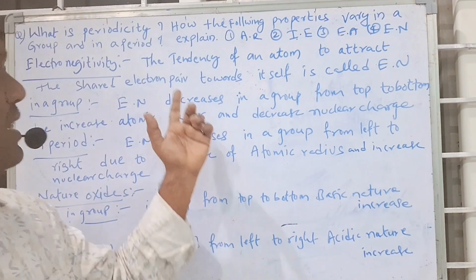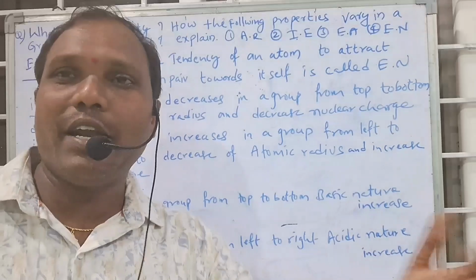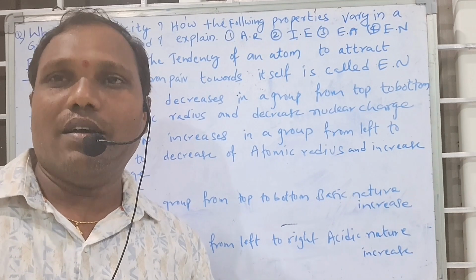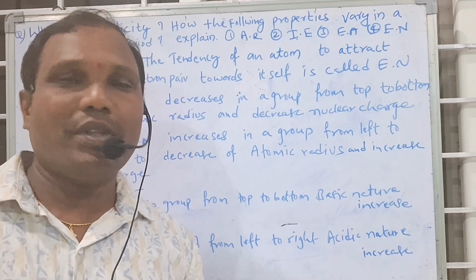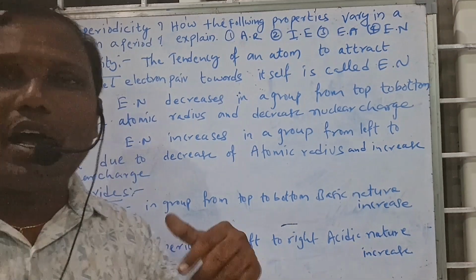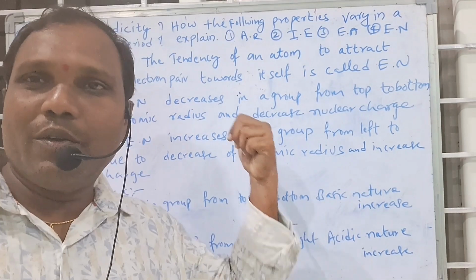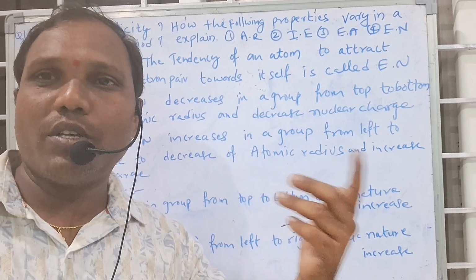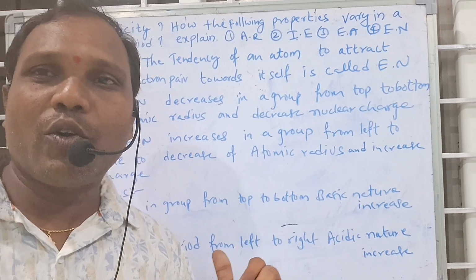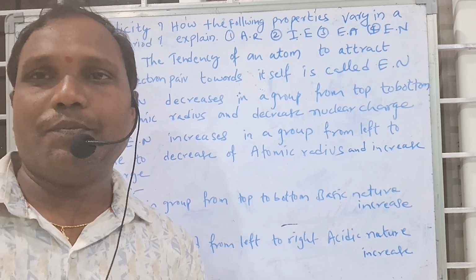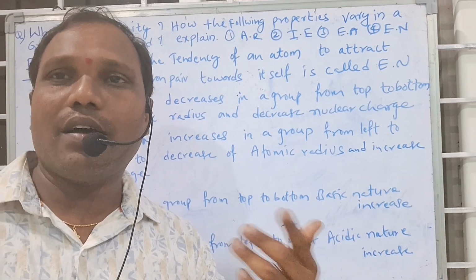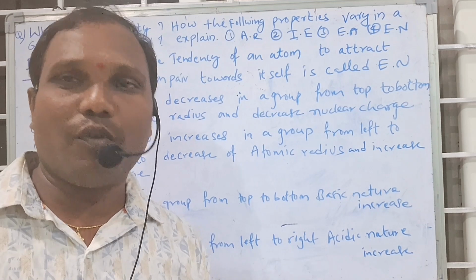The tendency of an atom to donate the shared pair of electrons to another element is called electropositivity. In groups, what happens? It is opposite: electronegativity decreases, that's why electropositivity increases. In periods, electropositivity decreases. Okay.